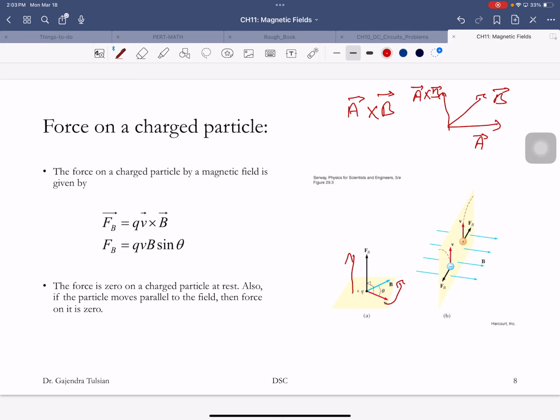So for instance, if V was like this and B was like that, if you turn a screw from V to B, it would move in this direction, and the force would be in that direction. So what we are saying is, if you had a magnetic field like this, you throw a positively charged particle in that direction, the force on the particle will be like that.